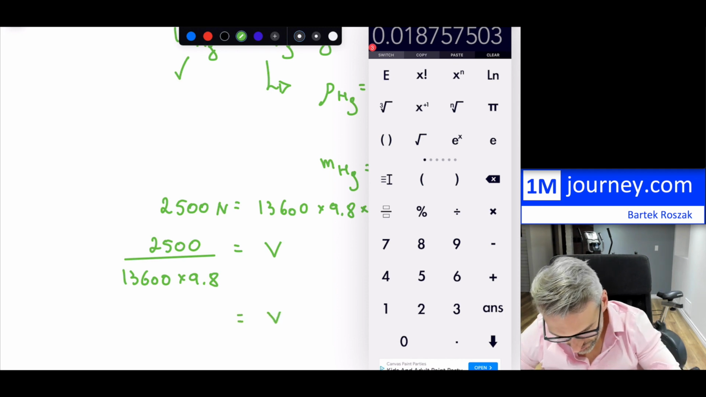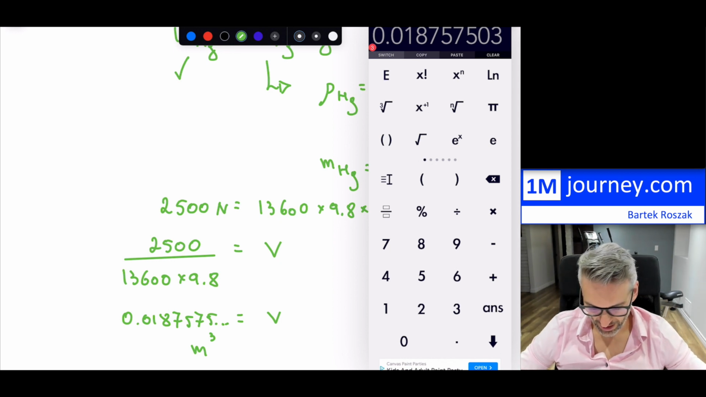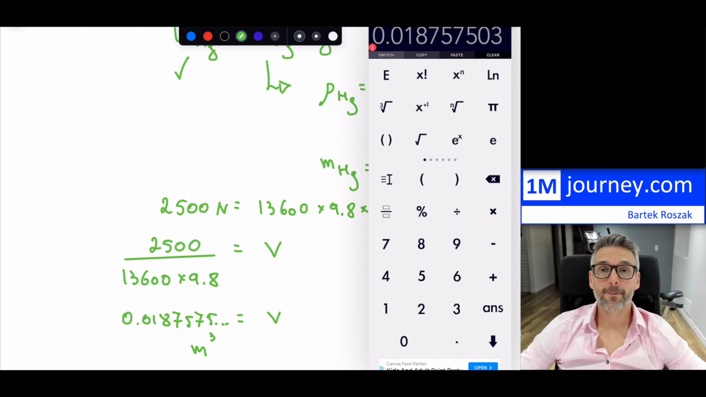All right, so that's the volume. So we have 0.0187575, etc. And this is going to be meters cubed, right? So this is all in metric standards. So now we know from that object how much has been submerged, and it's this much.